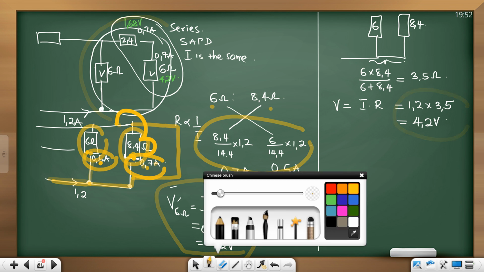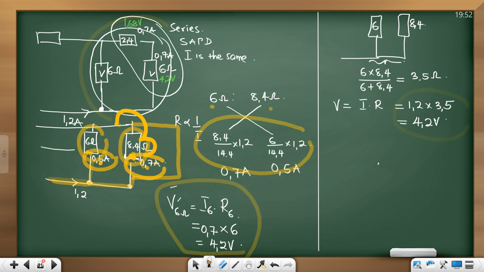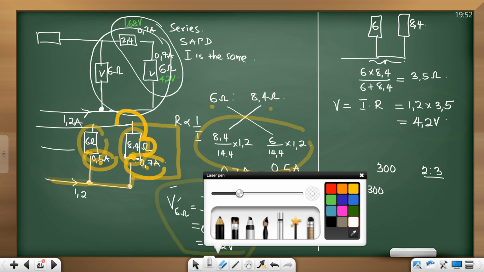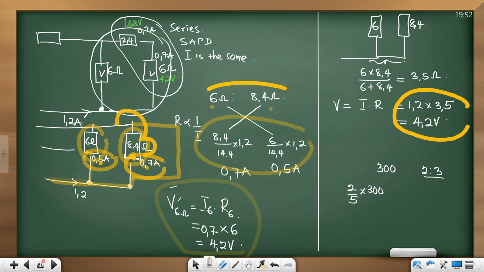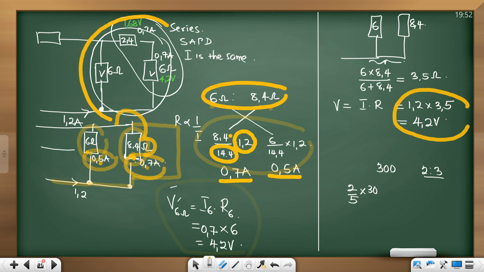No. Aha, I got you. Okay, check this. If I say divide 300 in the ratio 2 to 3, what do you do? You add these ratios together. So yes, 2 over 5 times 1,500. Yes, that's exactly what I did. So I added my ratios together. 6 plus 8.4 would give me 14.4. You see, the total goes to the bottom. Then the top, 8.4 times the current that I want to divide. So that gave me 0.7 and the other one gave me 0.5.